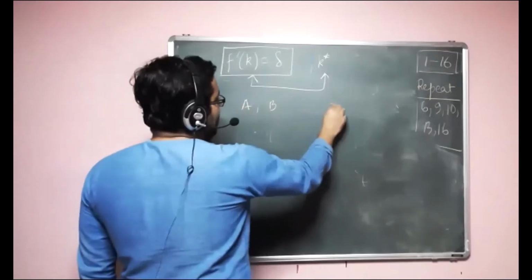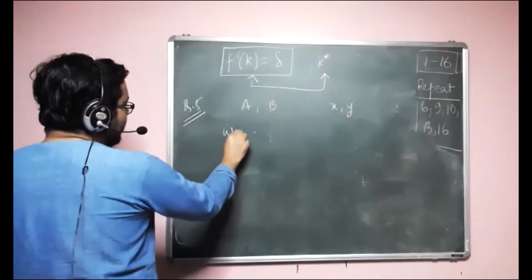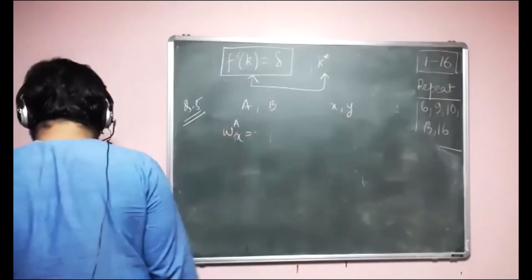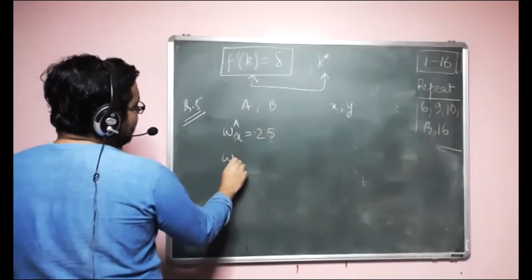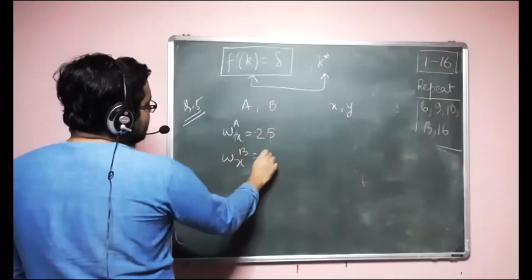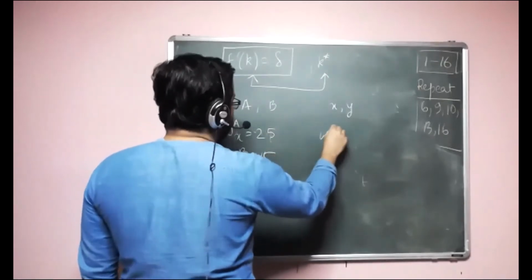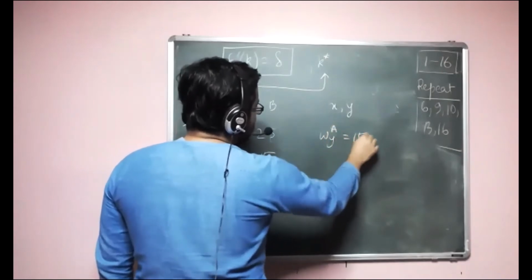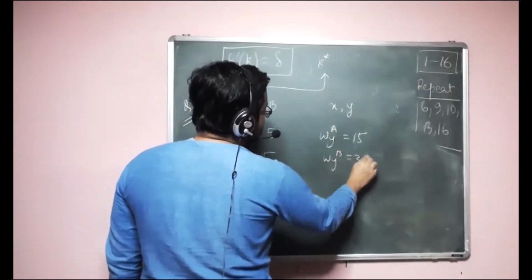Then there are two goods, X and Y. If I look at the endowment of A, then the endowment of A of X is 25. The endowment of X for B is 15. And similarly, WY for A is, I think, 15, and WY for B is 30.